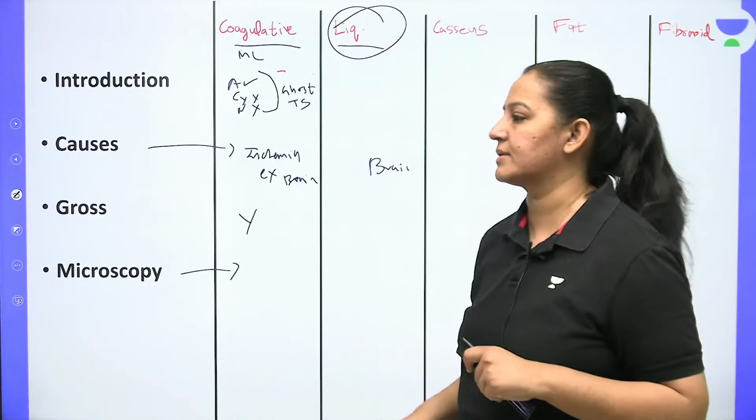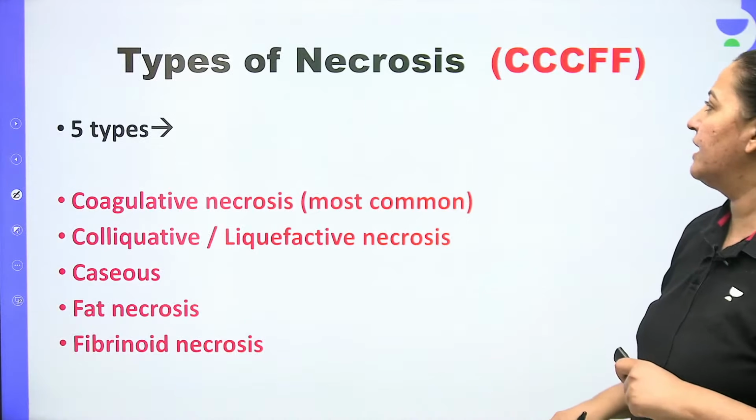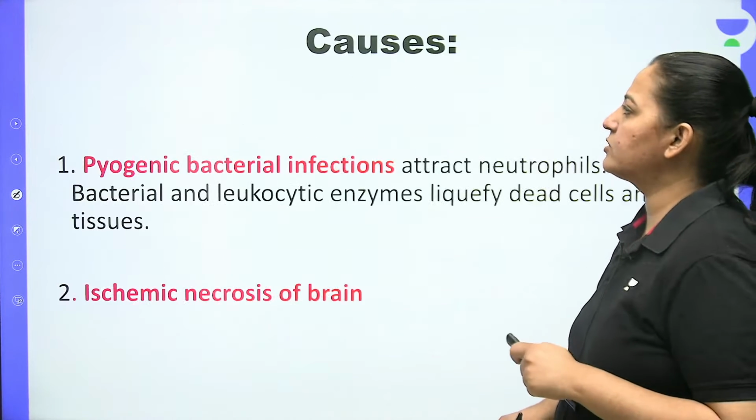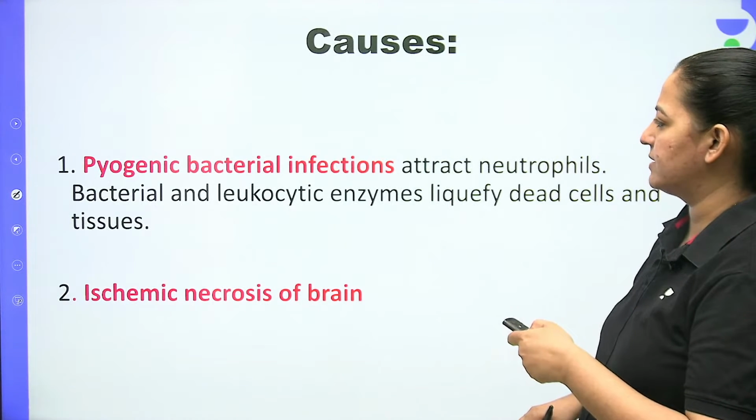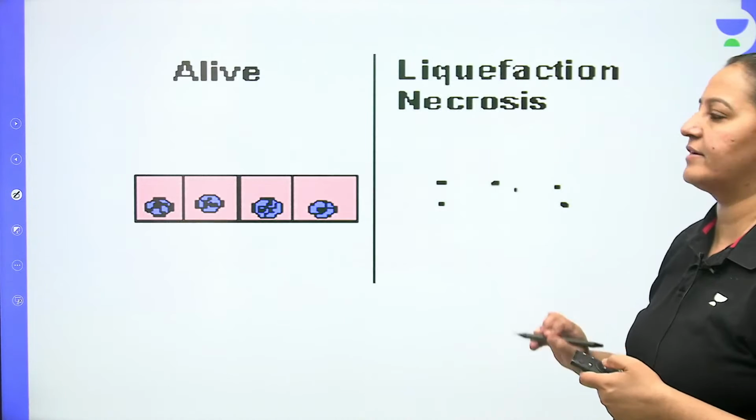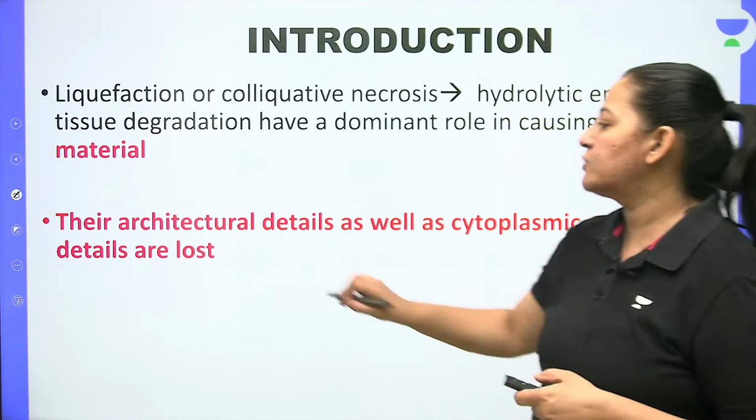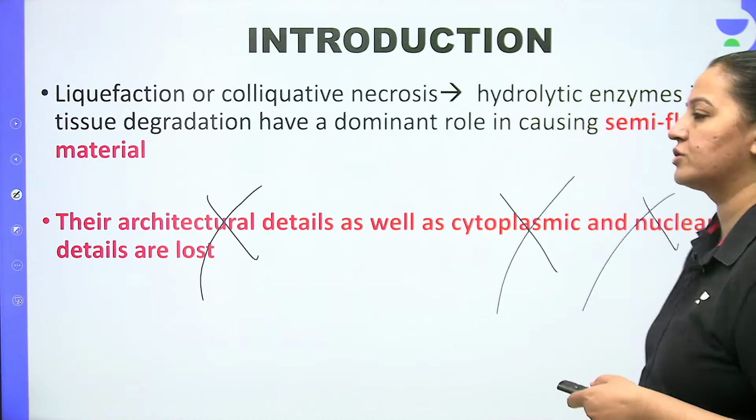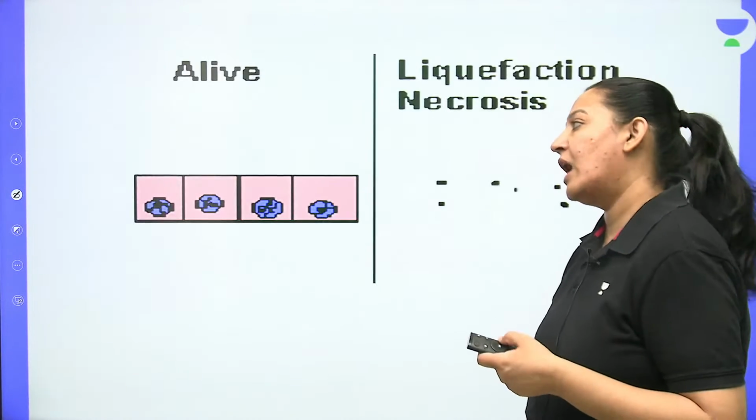Coming on to liquefactive necrosis. It is also known as colliquative necrosis. Just a second. Liquefactive necrosis. What is the definition here? In liquefactive necrosis, all three details are lost. In liquefactive, all three. So architecture is also lost. Cytoplasmic is also lost. Nuclear is also lost. So you say, ma'am, what will remain? Nothing will remain. A liquid will form.